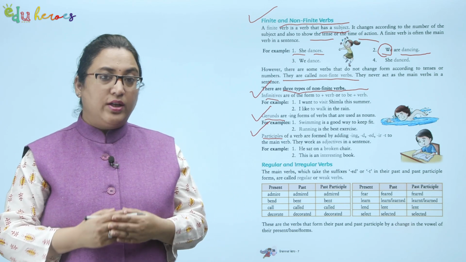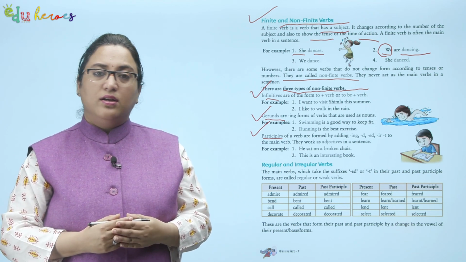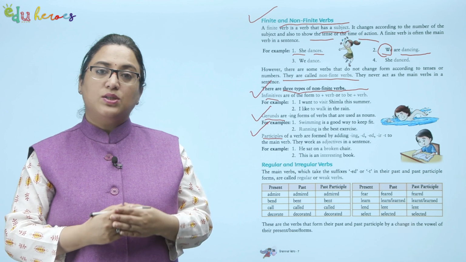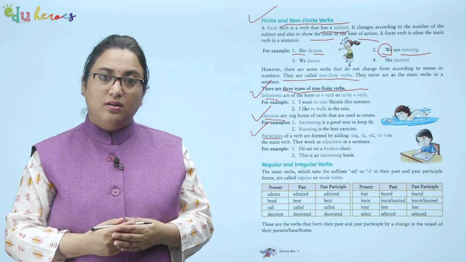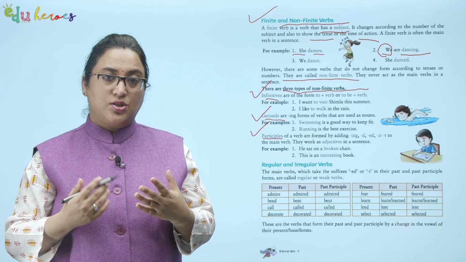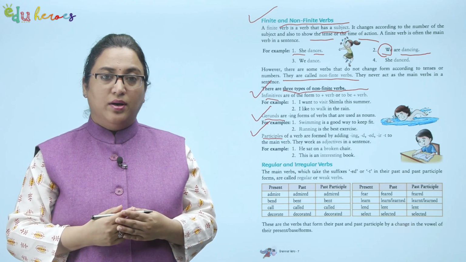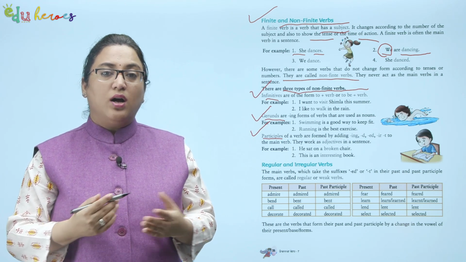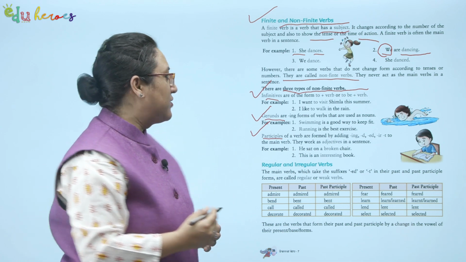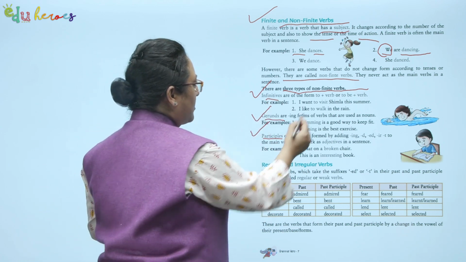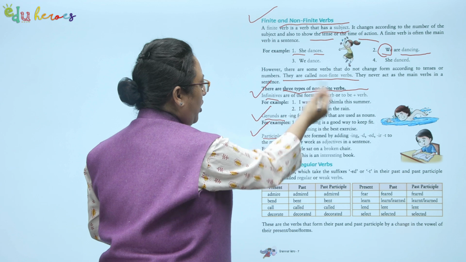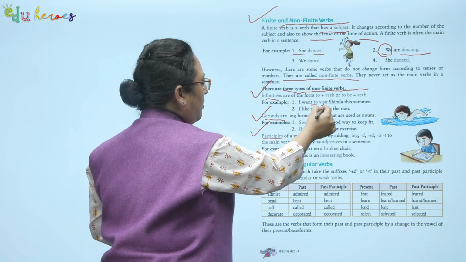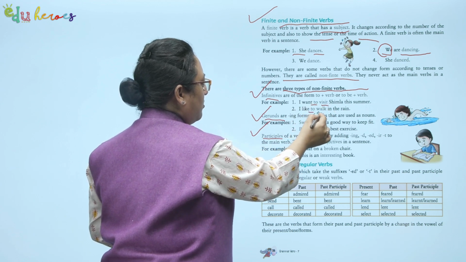So, examples of infinitives where we use the pattern to plus verb or to be plus verb. I want to visit Shimla this summer. I like to walk in the rain. So, it's very easy to identify infinitives. You will have the word to followed by a main verb here also.